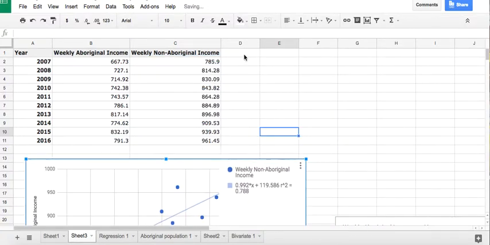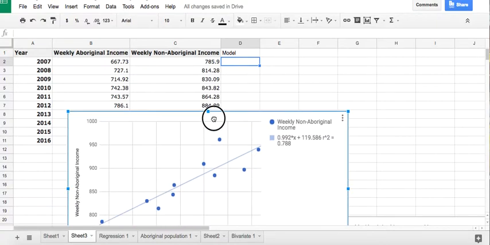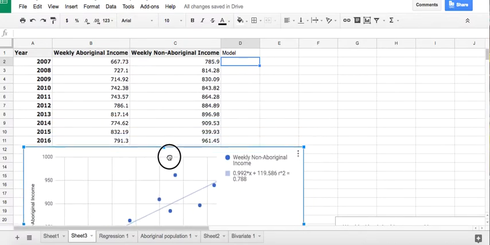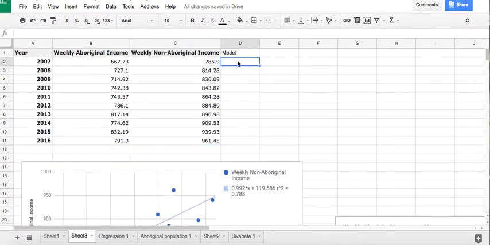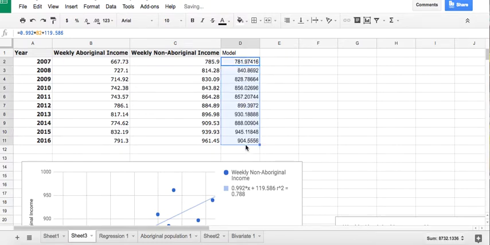What we can do is we can get something called residuals. And to do the residuals, what we create is a model column. So what we want to do is, instead of having the y values, which are the measured values, which are the weekly non-Aboriginal incomes, we actually use the model. And so we say equals 0.992 times the x value plus the y-intercept, 119.586. So that's what it should have been. That first point's a little bit higher than that. If we drag that down, copy and paste it all the way down, it'll get you all your values.